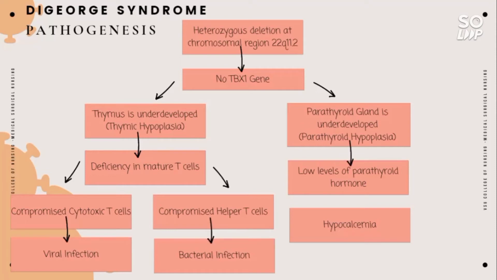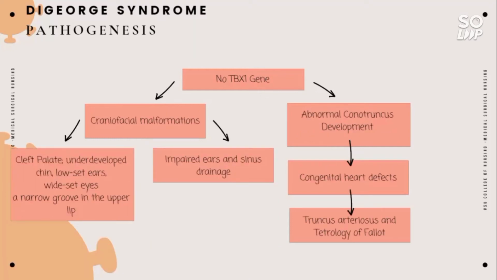And because the parathyroid gland is also underdeveloped, also known as parathyroid hypoplasia, the parathyroid gland will secrete low levels of parathyroid hormone. And this will lead to hypocalcemia. And because of no TBX1 gene, this will also result in craniofacial malformations, such as cleft palate, underdeveloped chin, low-set ears, wide-set eyes, and a narrow groove in the upper lip. Also, impaired ear and sinus drainage.